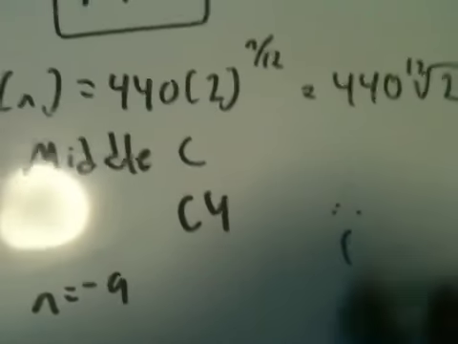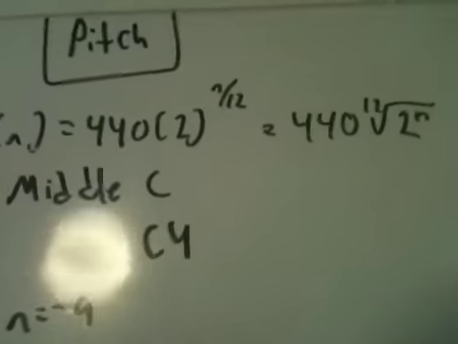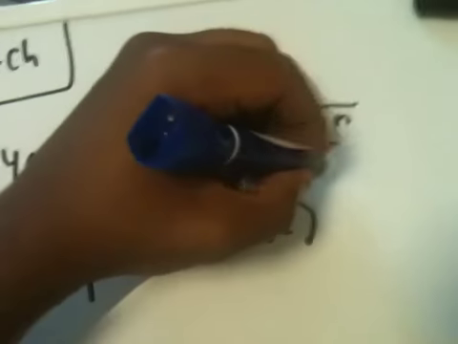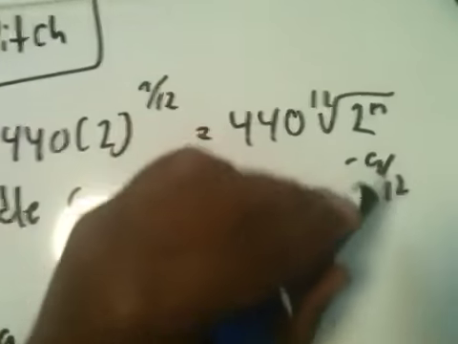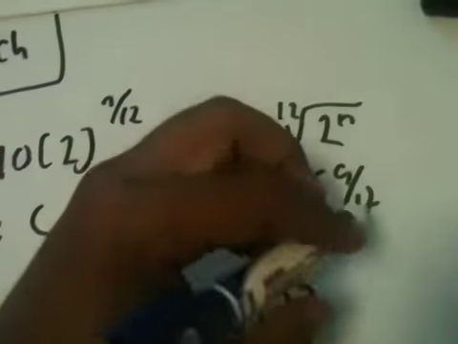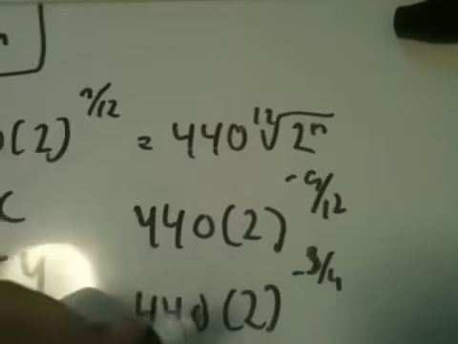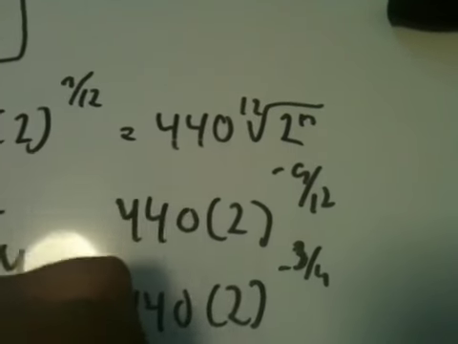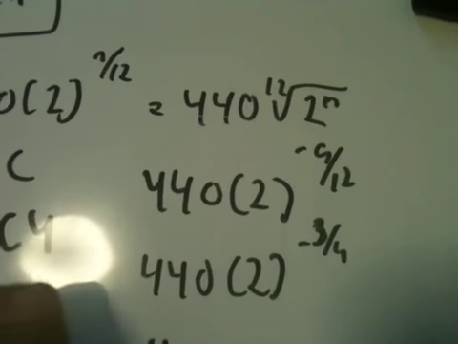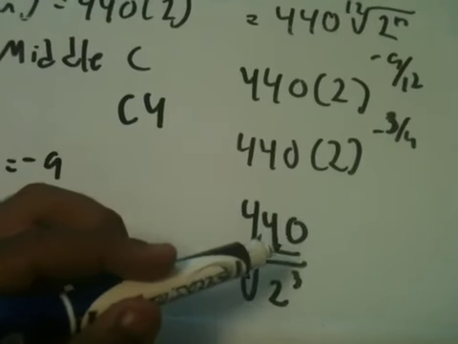Okay, so we just put negative 9 into our equation. This becomes 440 times 2 to the minus 9/12. We can simplify that fraction: it becomes 2 to the minus 3/4. So 440 times 2 to the minus 3/4, which is the same thing as saying 440 over the 4th root of 2 cubed, which is 440 over the 4th root of 8.